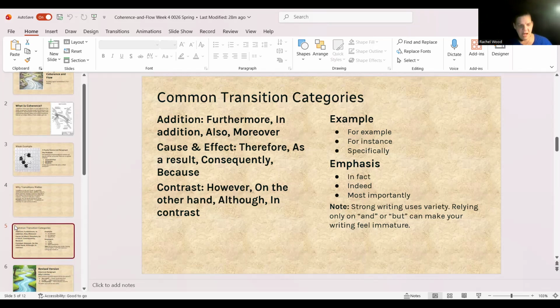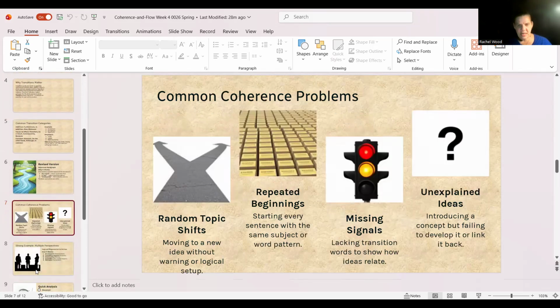Okay, with that being said, I'm going to go to this next slide here, and these are common coherence problems that I see just as a teacher, and this is also in your textbook. When students are writing, oftentimes they will do what I call a thought interrupted. And that is when they shift topics randomly. Sometimes they will move from one idea to the next without warning, and there's no logical setup. And that's where the transition words come in. And it really does help to utilize them. And you have a handout in this week's Brightspace content, and it will help you drastically. The second coherence problem that I normally see is repeated beginnings.